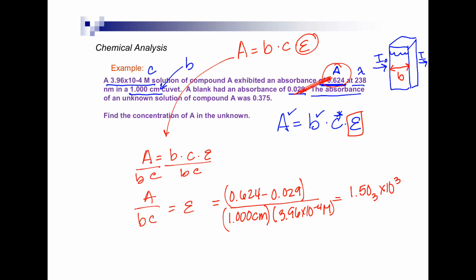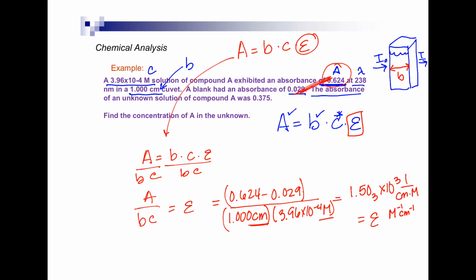Let's think about units. There's nothing on the top. Absorbance is a unitless number, so there's nothing on the top, but on the bottom, there's centimeters and molarity. So this is actually centimeters times molarity. Sometimes you see that written as molarity to the minus 1, centimeters to the minus 1. That's saying the same thing. Okay, and that is our molar absorptivity.